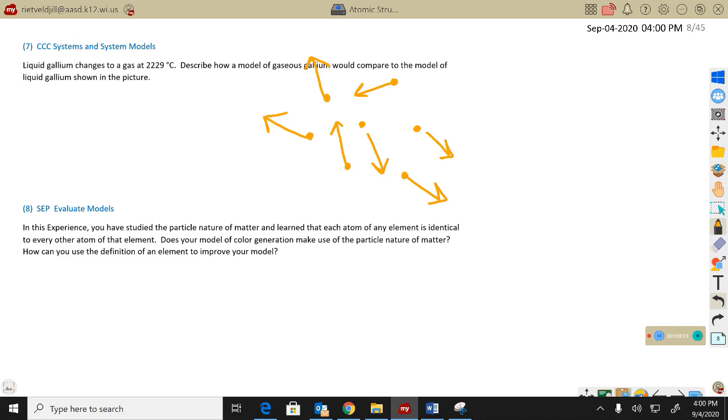How can you use the definition of an element to improve your model? And so, again, this is just whatever you think and whatever you made for an initial model. But now can you maybe think that maybe there's different elements or something different about the compounds or the elements in the compounds that are causing these different observations?